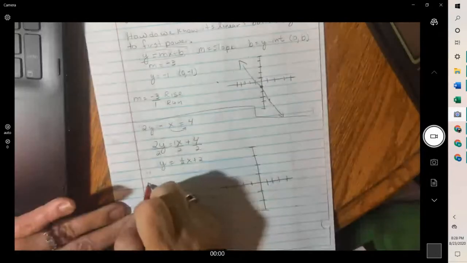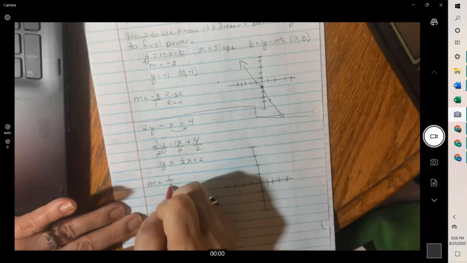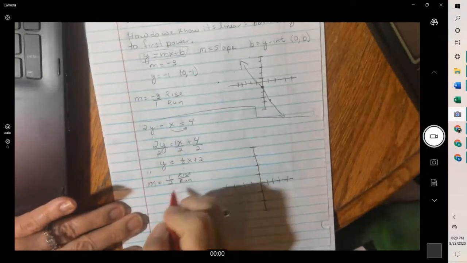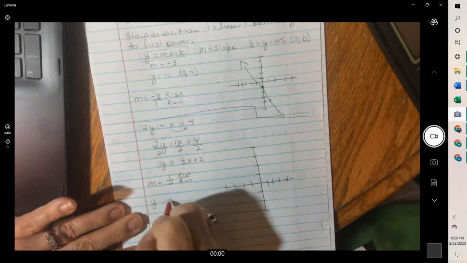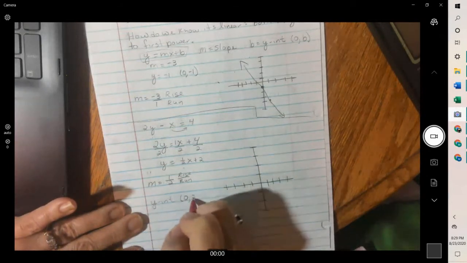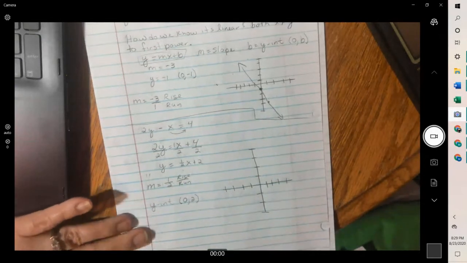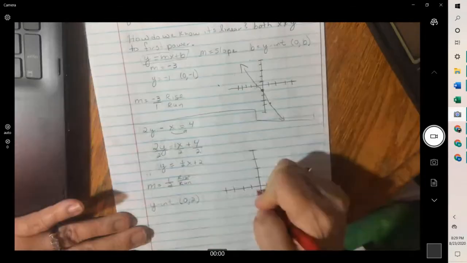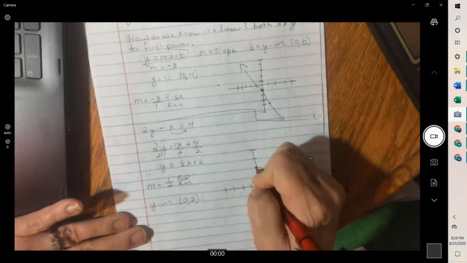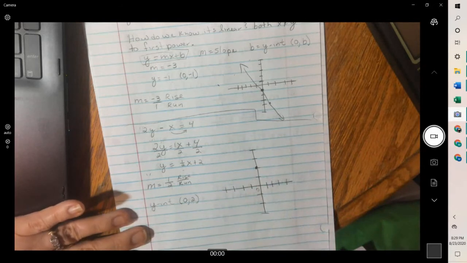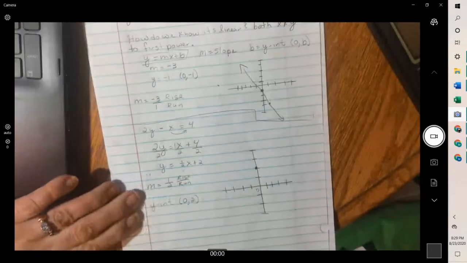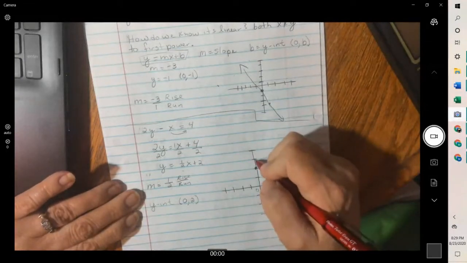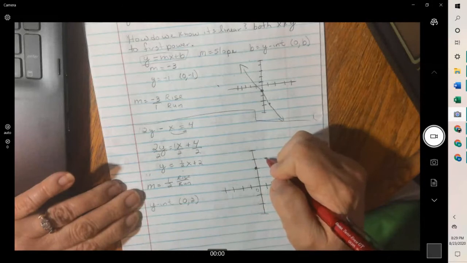So first thing, our slope is 1/2. Remember, that's rise over run. And our y-intercept is the point (0, 2), which is where we start. So we start at our y-intercept, and we'll assume these are all 1 unit. This is 0. We go up 2. So that's the y-intercept. Now my slope is 1/2, so I go up 1 and over 2. So from here I go up 1 and over 2, and I'm here.